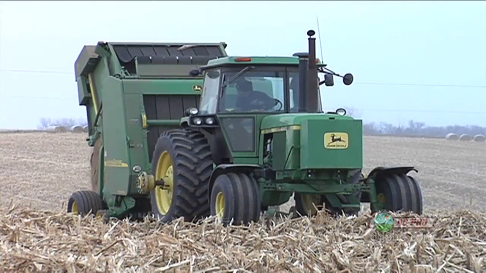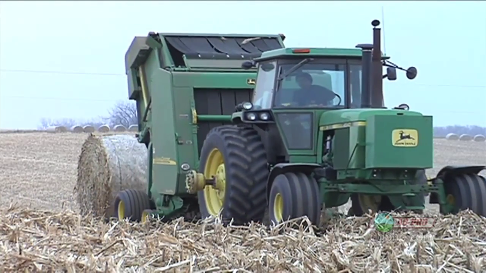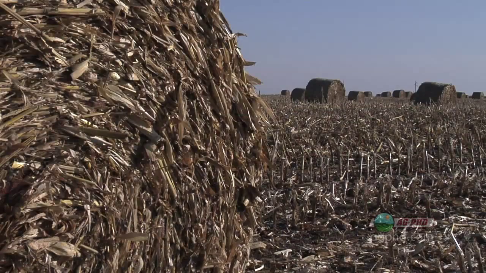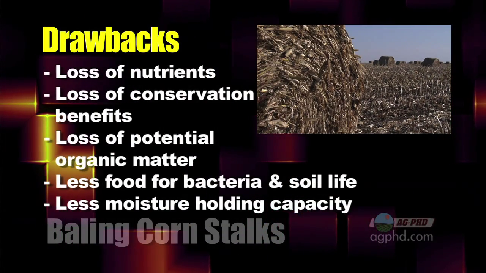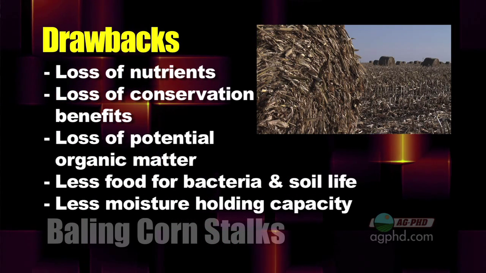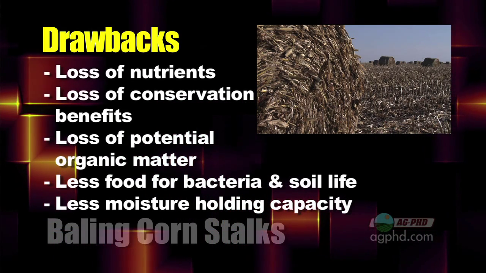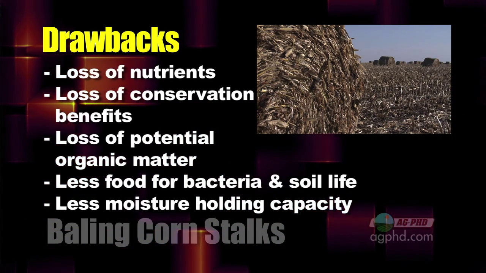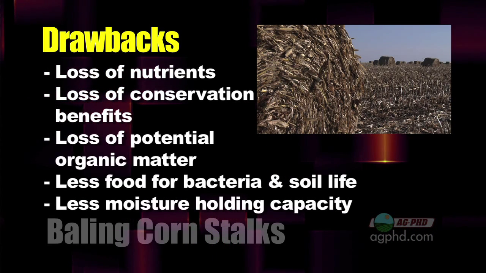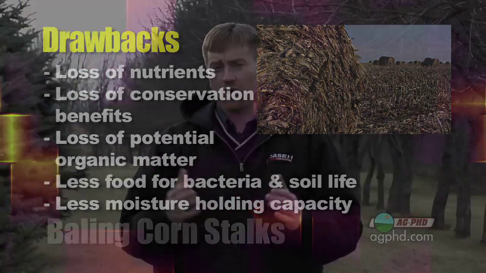But there are some cons to baling up corn stalks, and I wanted to discuss some of those today. Some things that you probably think about and others that maybe you haven't thought about before. Just to give a list, some of the downside of baling corn stalks would be lost nutrients, which is pretty obvious when you're hauling away the residue, conservation benefits that you're losing, whether it's soil erosion from wind or water, lost potential organic matter, less food for bacteria and soil life in your fields, and finally, less moisture holding capacity in your field.